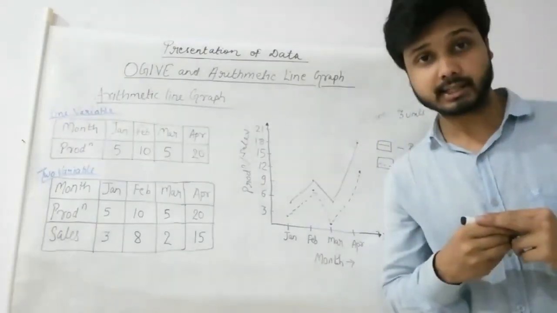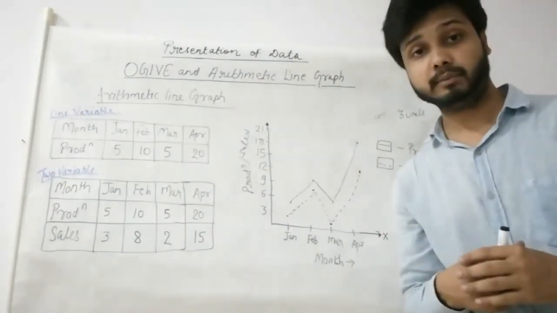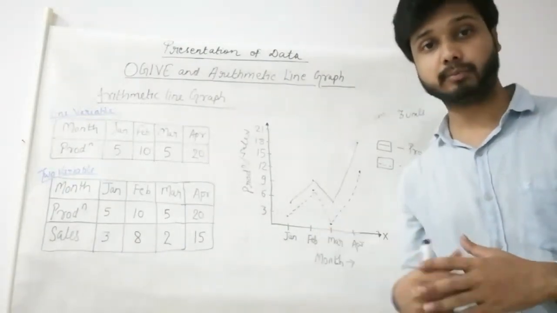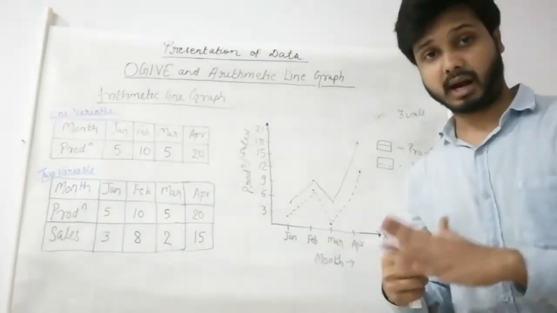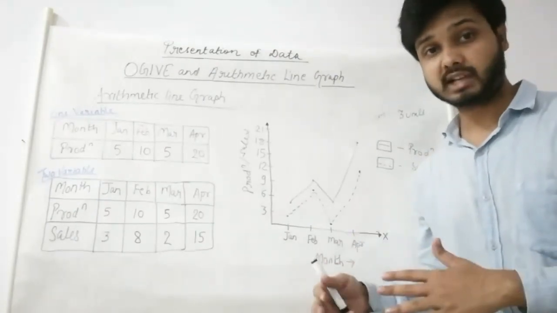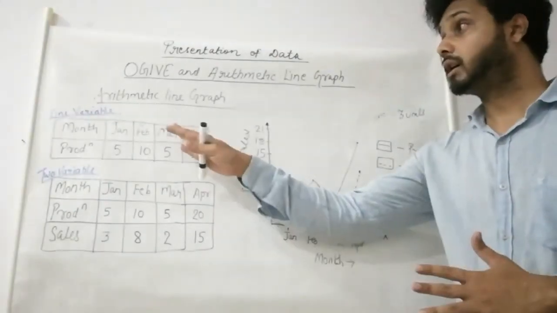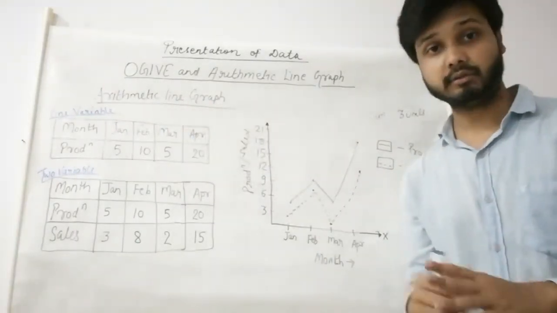So students, with this diagram we have completed all the topics of presentation of data: the bar diagrams, pie diagram, ogive, frequency curve, polygon, and arithmetic line graph, everything.